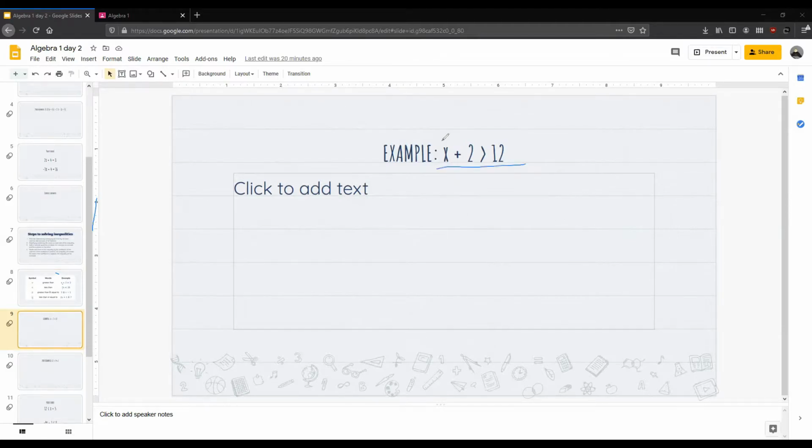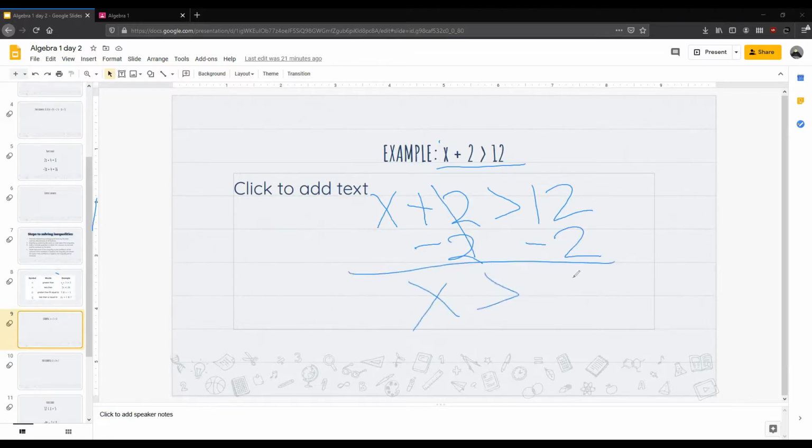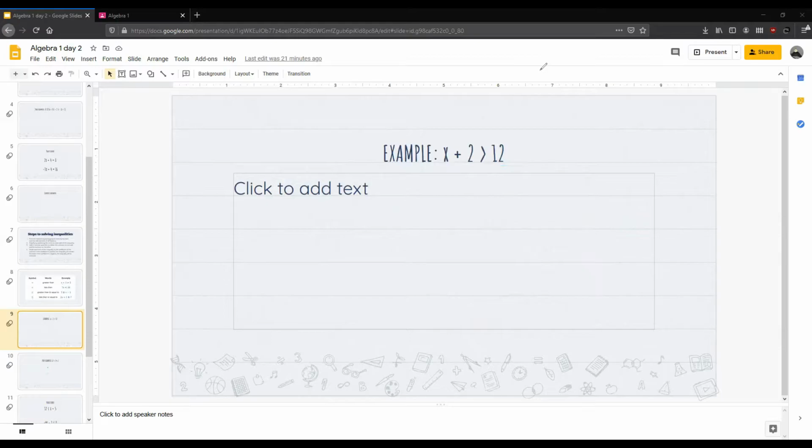Now, in this example, we don't have a number in front of the x, but we have to remember that there's always an invisible one in front of the x. So I'm just gonna rewrite. What we would do is subtract 2 on this side and take it to this side, and x would equal 10. Simple. Anyways, next example.